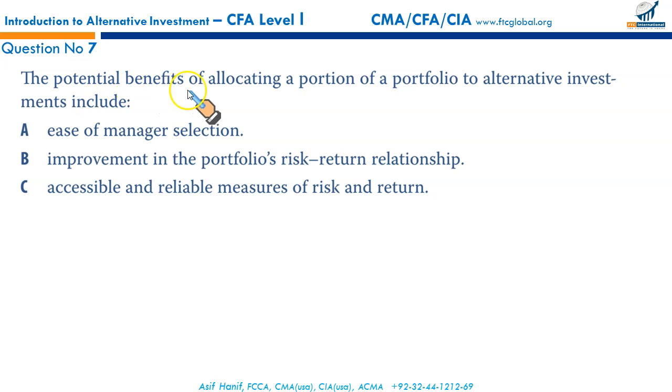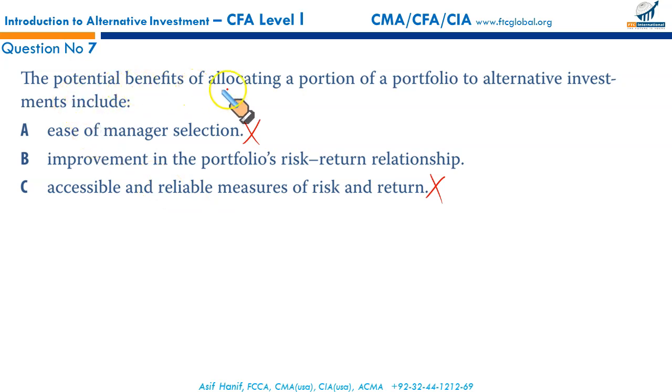The potential benefits of allocating a portion of a portfolio to alternative investment include ease of manager selection. Wrong, incorrect. Rather, it is a challenge. It is a challenge to select a suitable portfolio manager for the alternative investment. It is not the ease, rather it's a challenge. So this is incorrect. I'm going to cross it out. And at the same time, accessible and reliable measures of risk and return, this is again not a benefit, rather it's a challenge. That is the problem with alternative investment. There are issues of reliability of measures of risk and return. Then it has to be B, and let us convince ourselves that it is B.